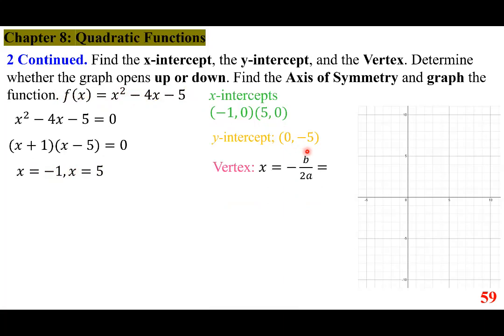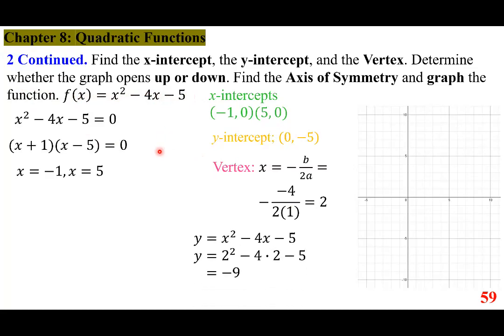Vertex: x = -b/(2a). When we look at the function, a is 1, b is -4, c is -5. So minus -4 over 2 times 1 results in +2. So the x coordinate of the vertex is 2. What is the y coordinate? Plug in. Replace the x with 2, and you end up with -9. Therefore, the vertex is located at (2, -9).